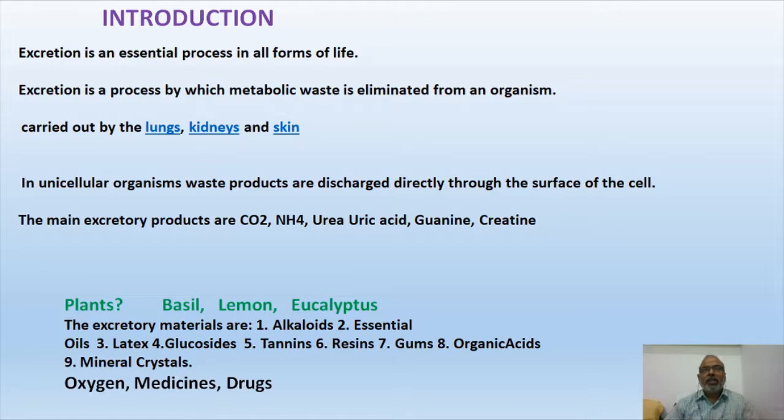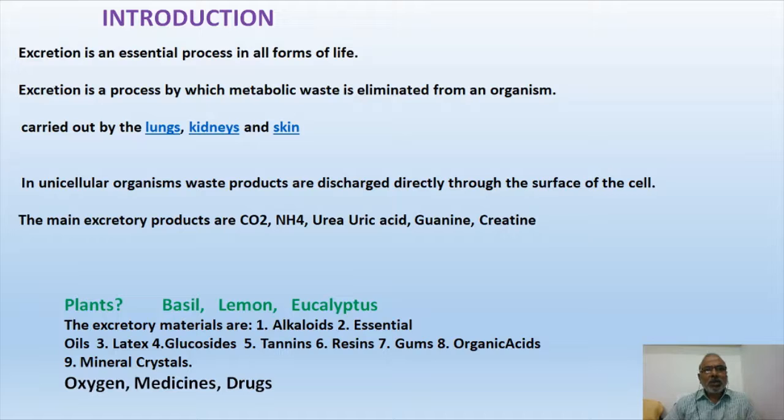Through the general body surface, in most of the lower grade organisms, excretory materials are eliminated. The main excretory products are carbon dioxide, which is formed as the metabolic end product of respiration, ammonia, urea, uric acid, guanine, and also creatine. These are the main excretory products, of which ammonia, urea, and uric acid are formed in large quantities.